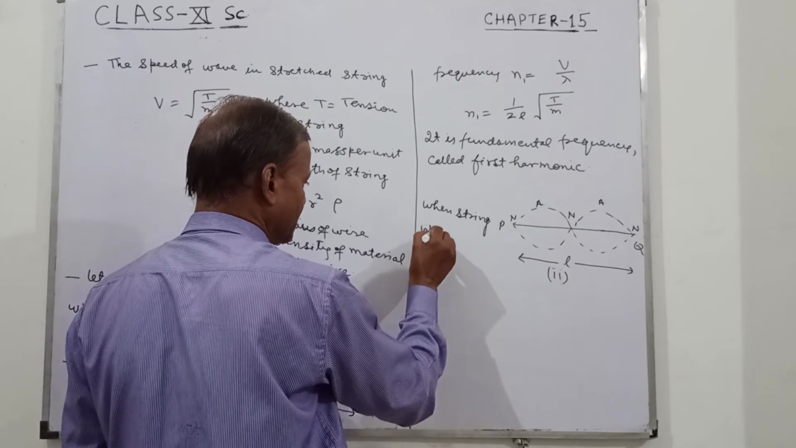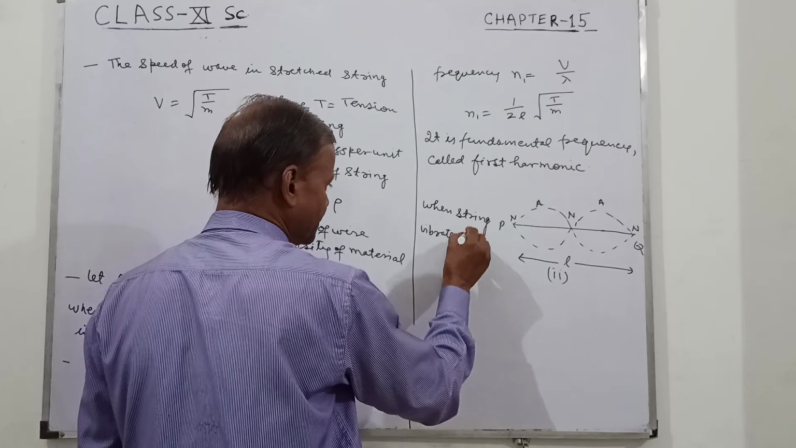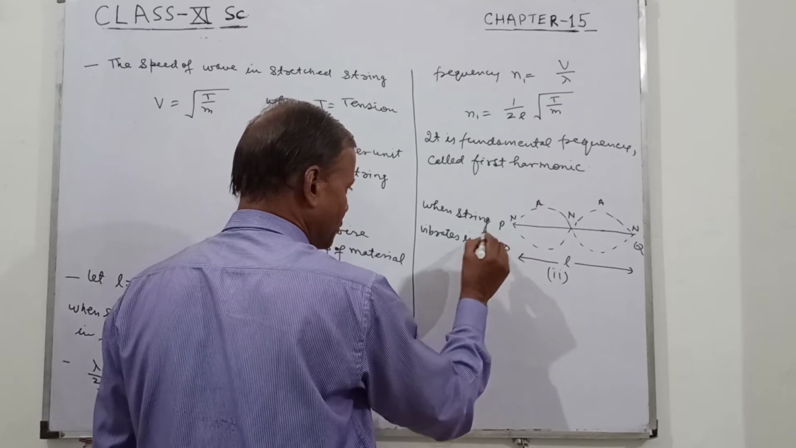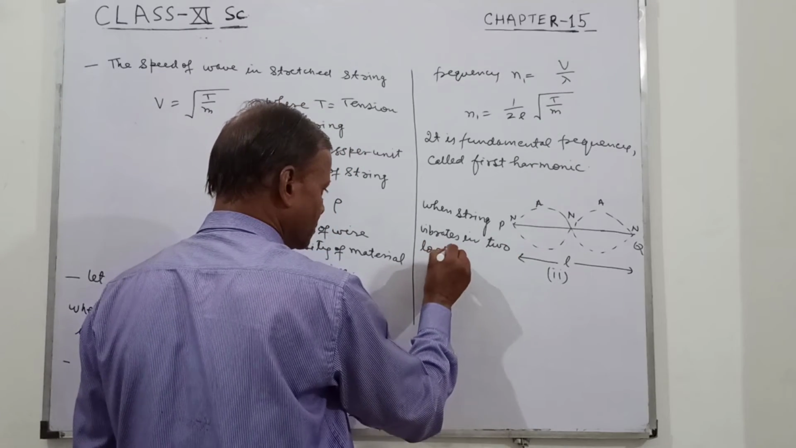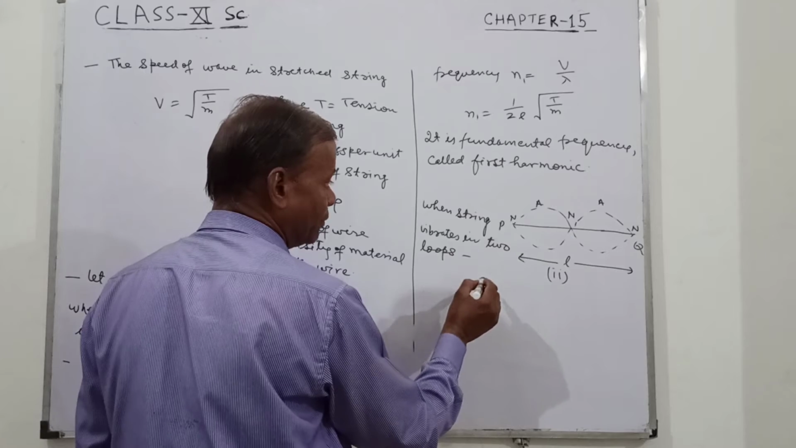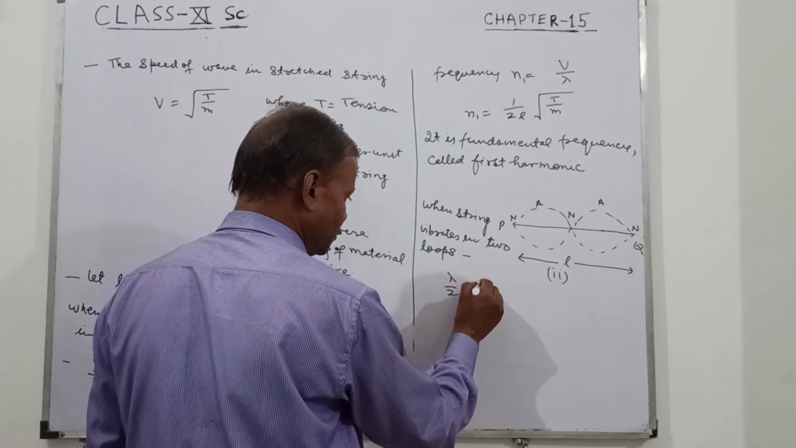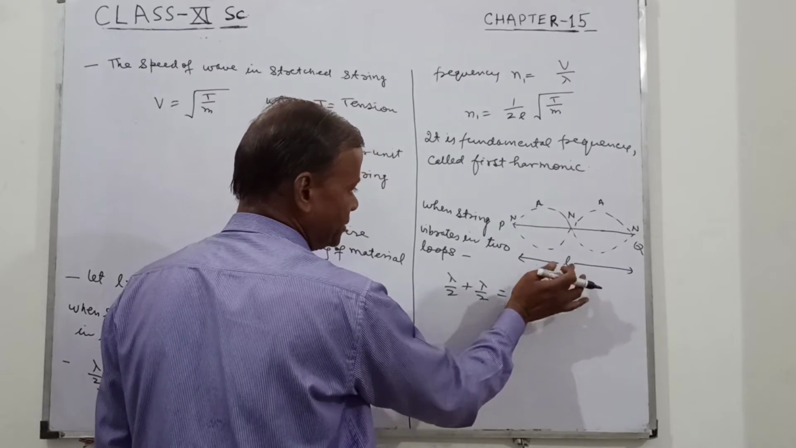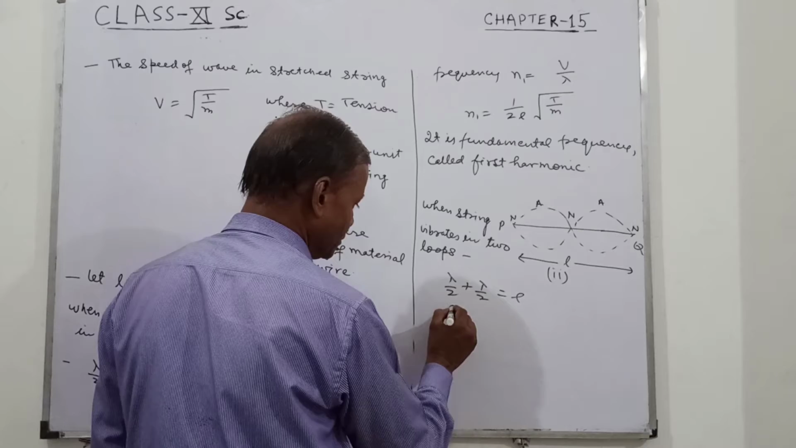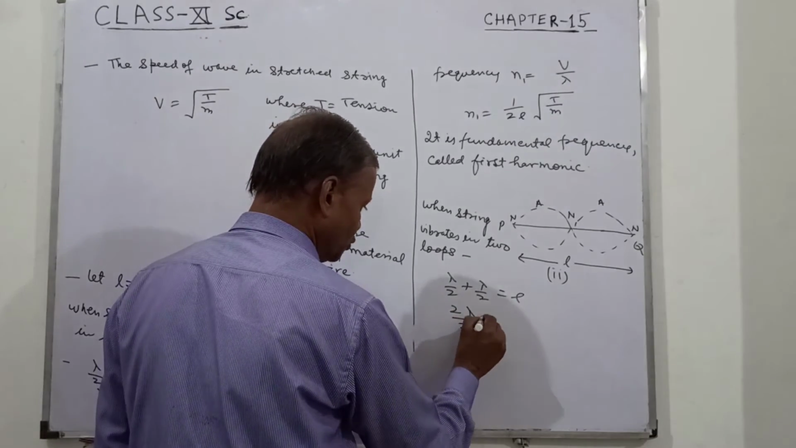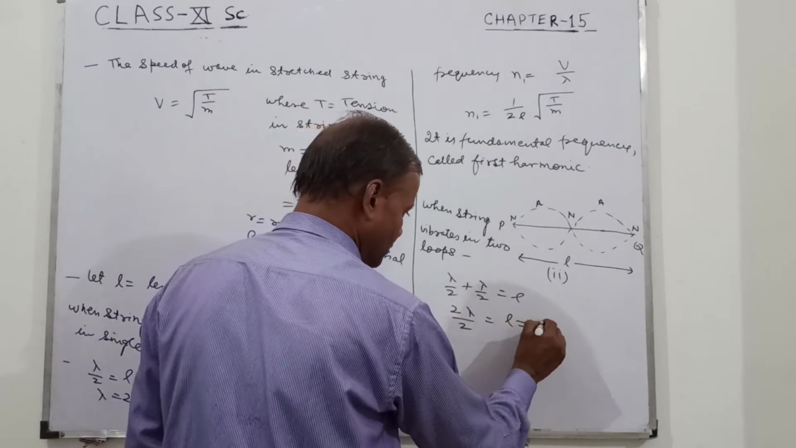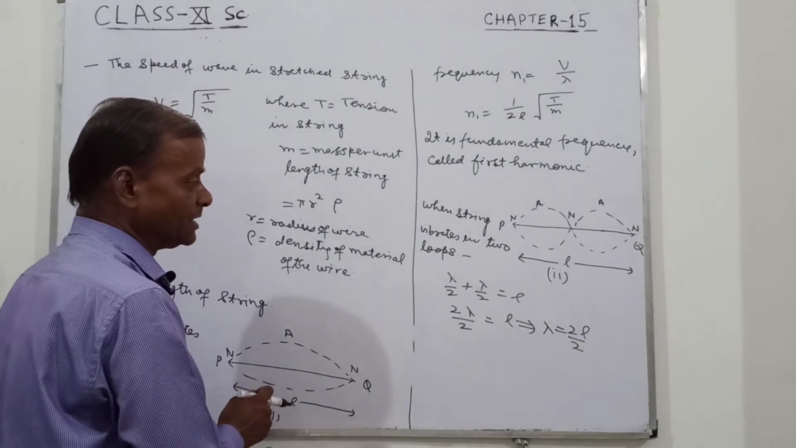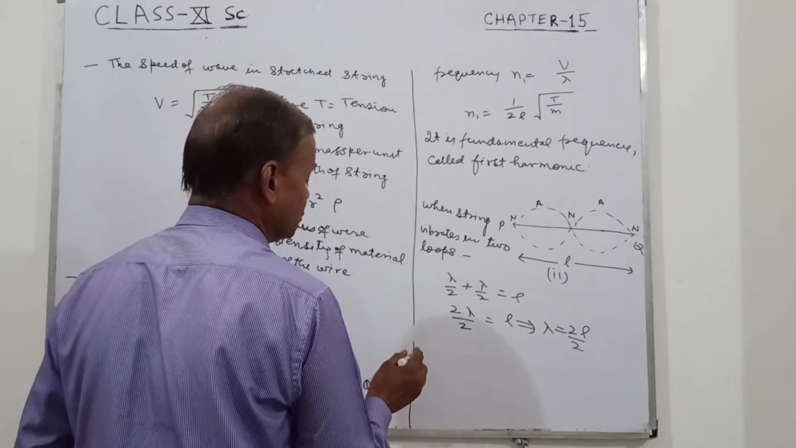The string vibrates in two loops. Then we have lambda by 2 plus lambda by 2 equal to L. This is lambda by 2, this is lambda by 2, so 2 lambda upon 2 is equal to L, or lambda equals 2L upon 2. We have not to cancel this, because we just have to find the ratio.